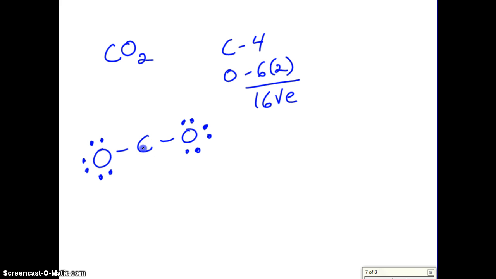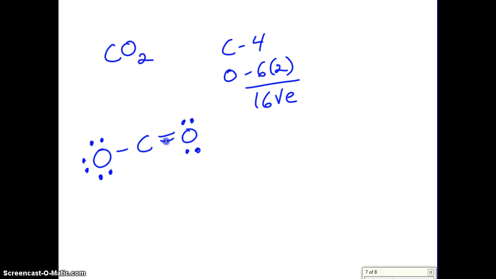Carbon is not being satisfied by the octet rule, so we have to make it satisfied by grabbing other electrons and making double bonds. So I'm going to come out to one of the oxygens and steal 2 electrons from it and move it between the 2. So this oxygen still is sharing those 2 electrons, but now carbon has access to those 2 electrons as well.